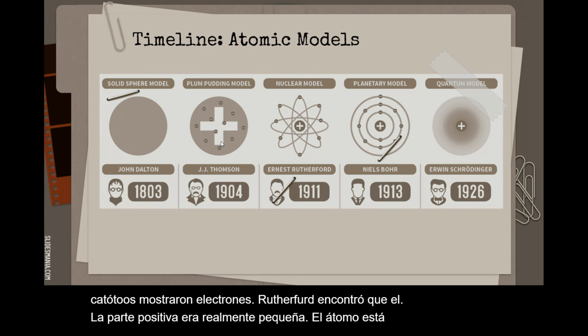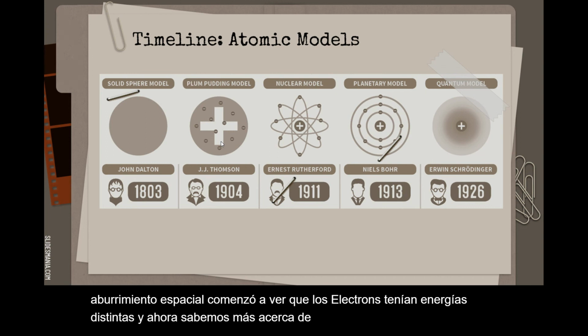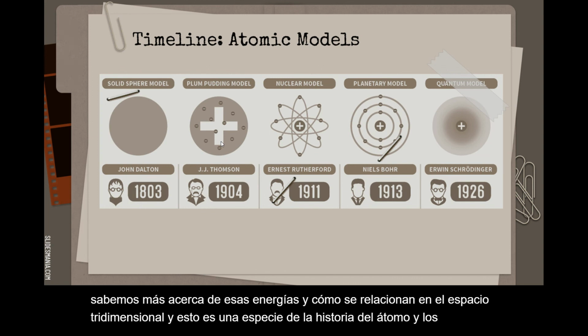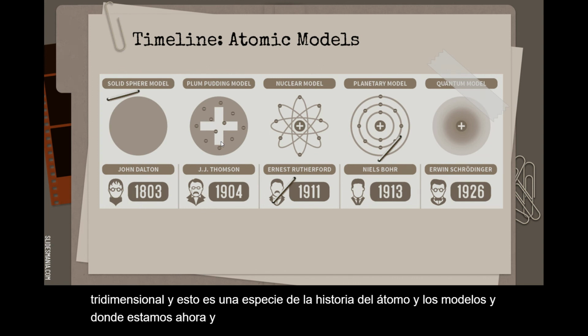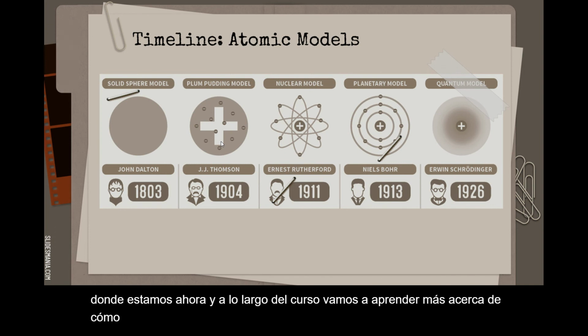Bohr started to see that the electrons had distinct energies, and now we know more about those energies and how they relate into three-dimensional space. And this is kind of the history of the atom and the models and where we are now. And throughout the course, we're going to learn more about how each of these models can kind of be used to think about a different part of chemistry.